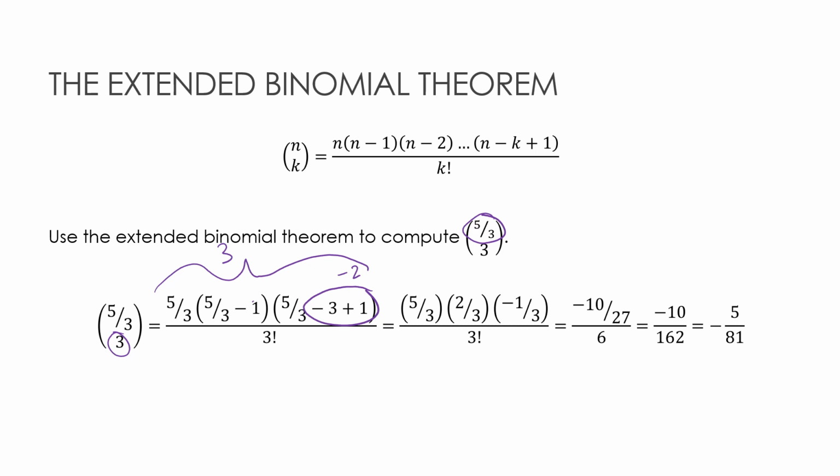So it's 5/3 times 2/3 times negative 1/3, and don't get freaked out by the negative, that's going to happen. The denominator is still k factorial, so 3 factorial. So if I multiply all of that out, I have negative 10/27 over 6, which is negative 10 over 162, or negative 5 over 81.